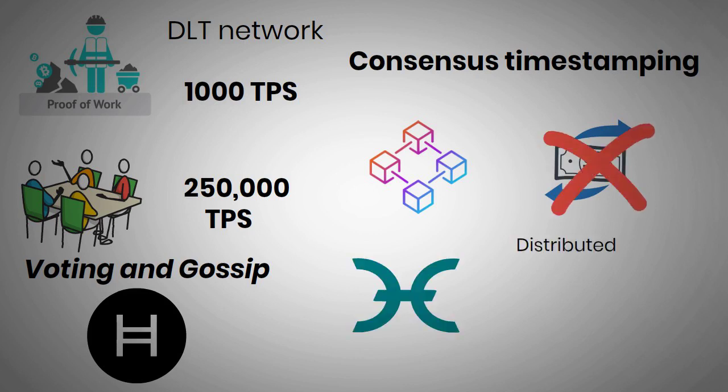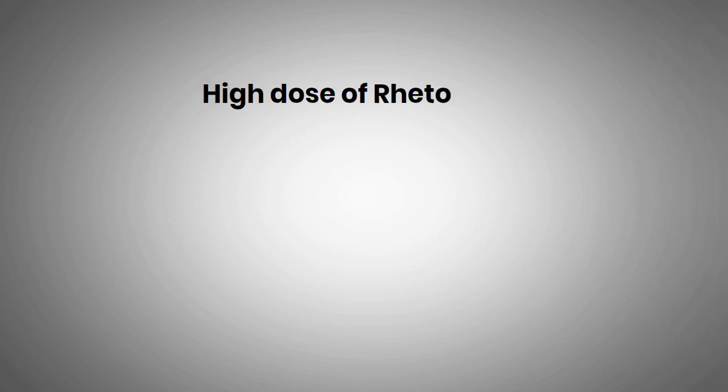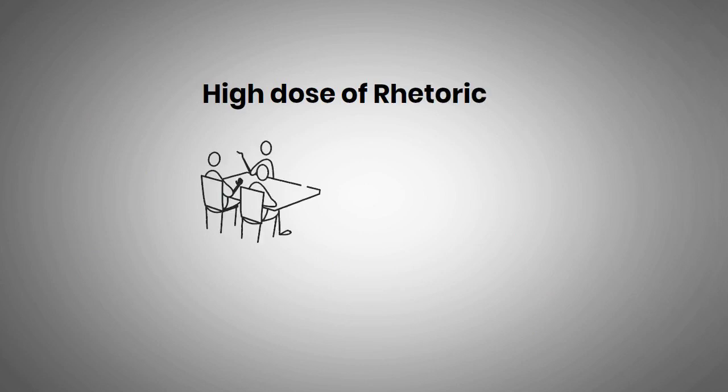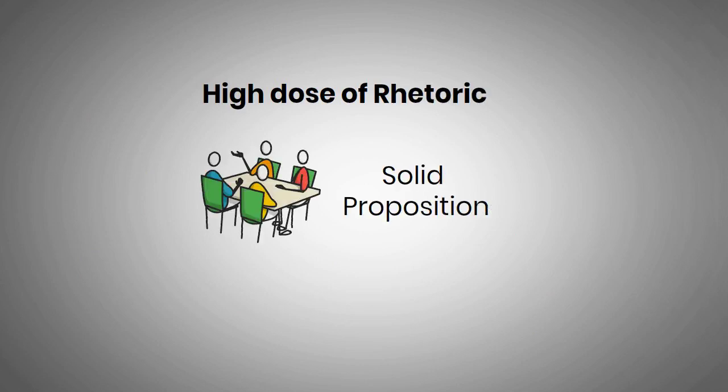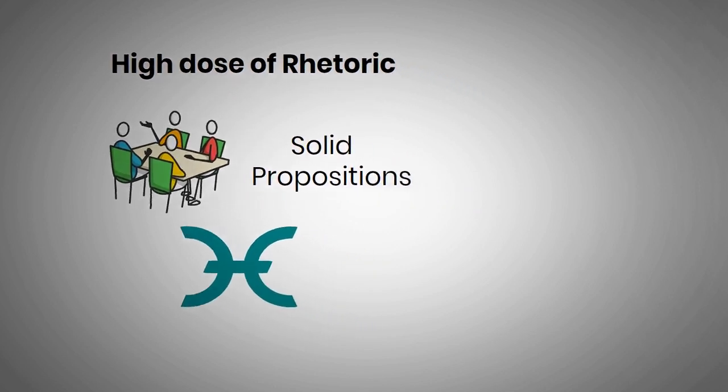Holochain is a type of distributed ledger technology that boasts what comes after blockchain technology. Despite the high dose of rhetoric in their bold statements, the Holochain team really has some solid propositions that rival other platforms. In particular, Holochain is after completely revolutionizing the internet as we know it.